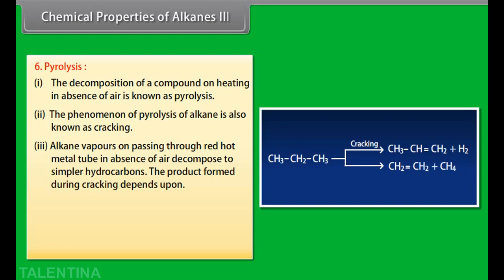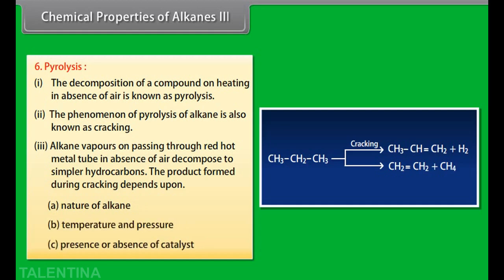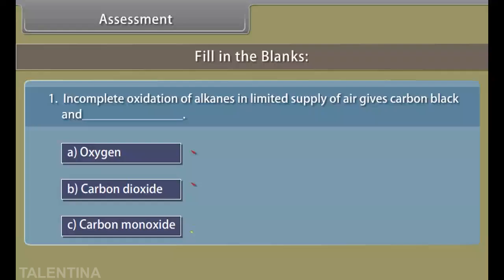The product formed during cracking depends upon: A. Nature of alkane, B. Temperature and pressure, C. Presence or absence of catalyst.